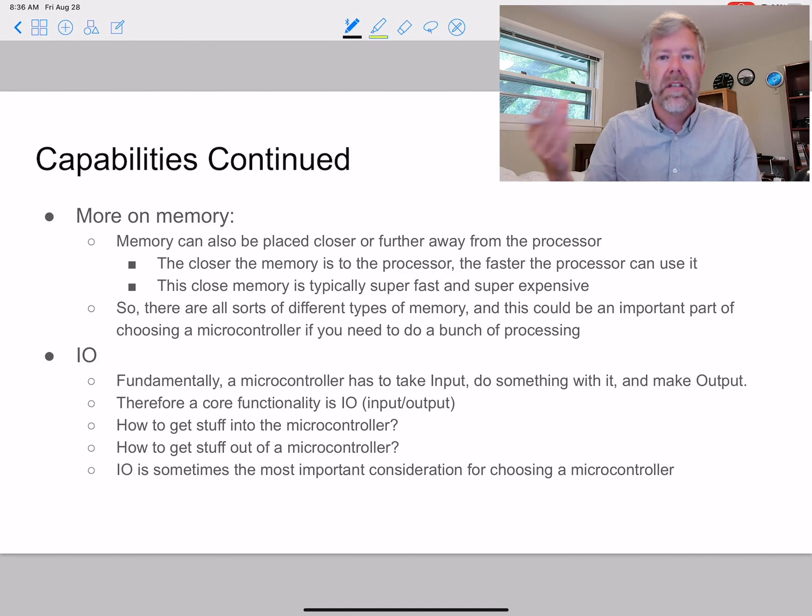So it's inputs and outputs. And there's a question of how much stuff you actually want to take into your microcontroller. Do you need a lot of things going into your microcontroller, or do you just need a couple things going in? Some microcontrollers let a huge amount of information in, and some just a very small amount.